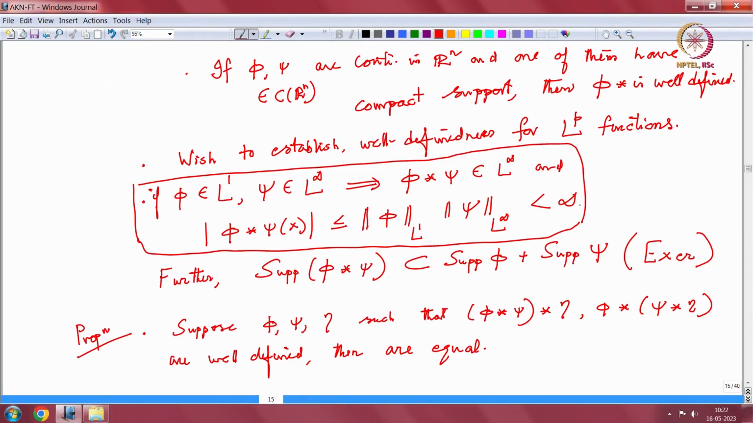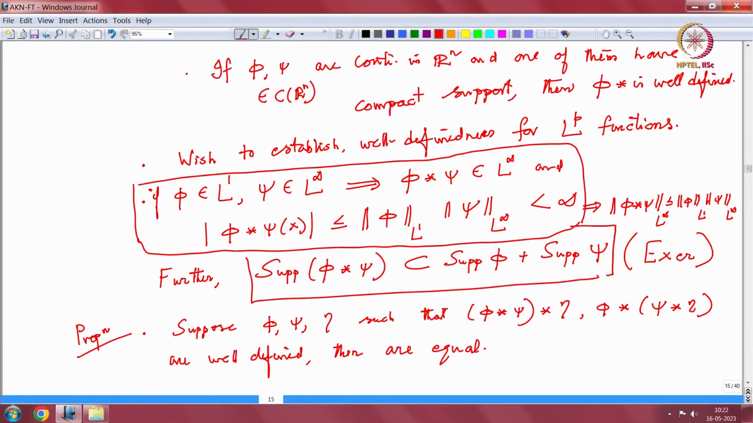So, this actually implies that the norm of phi star psi in L infinity is less than or equal to the norm of phi in L1 into the norm of psi in L infinity. And if both of them have compact support, then the support of phi star psi is contained in the support of phi plus the support of psi.